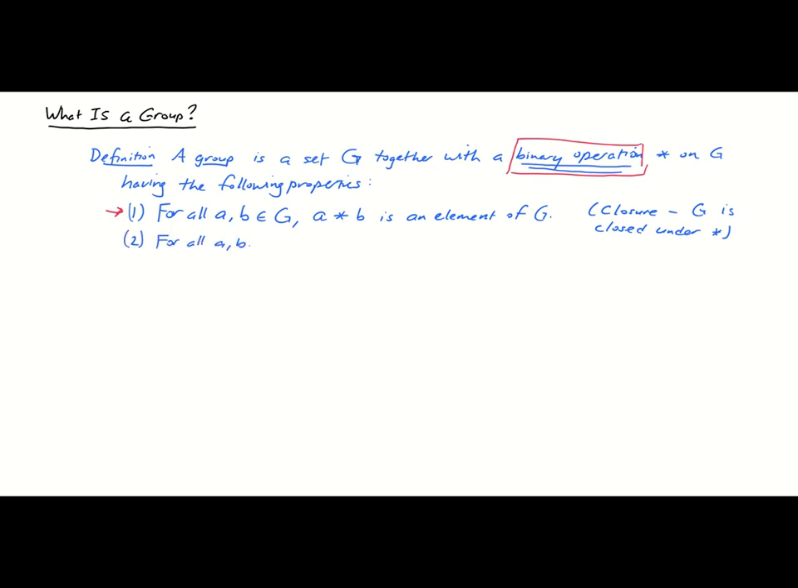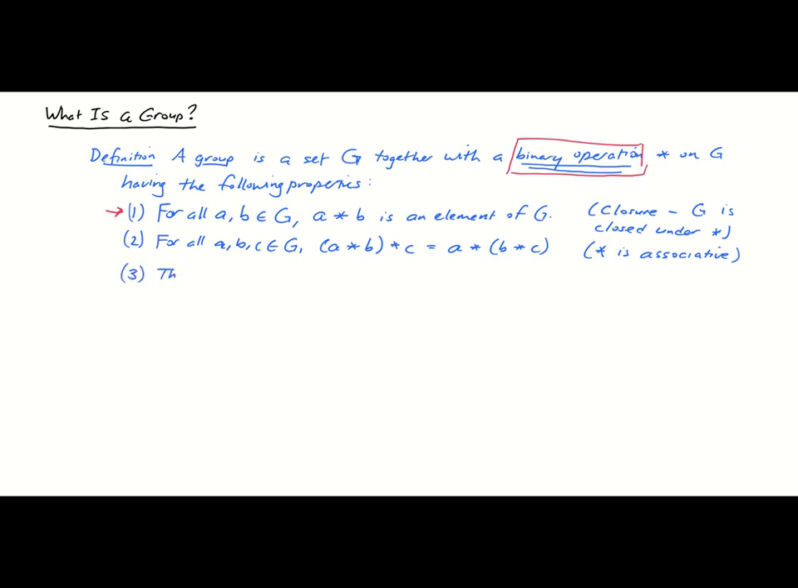For all A, B, and C elements of G, A star B, the result of that, star C, that's an element because this gives an element of G here, and this is an element of G here, so I can operate with these two together. And that's going to be equal to what I get if I start with A and then operate that together with B star C. So this is saying that star is an associative operation. Okay, so that's property 2. In order to call something a group, the operation on it has to be associative.